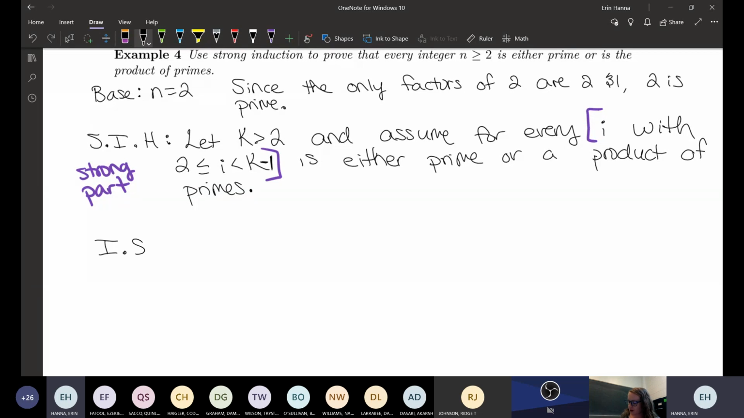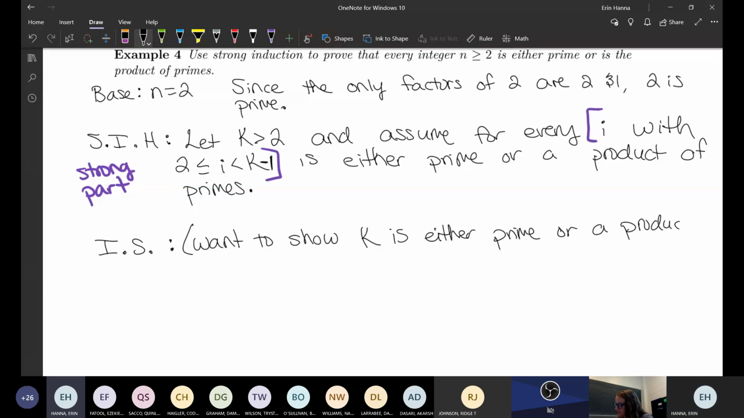And then we have to do our inductive step. So essentially, we want to take some k and show that it's either prime or a product of primes. So let me write that down. So we want to show that k is either prime or a product of primes. And again, you never have to write out this want step, but if it helps you focus on what you're trying to get, go right ahead.